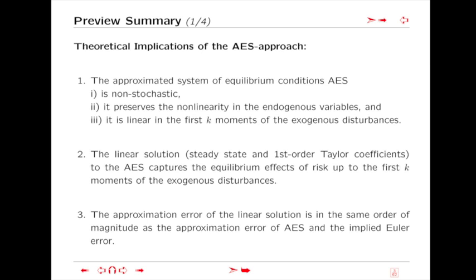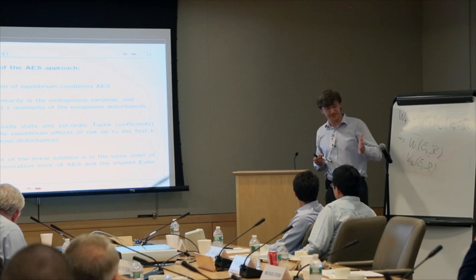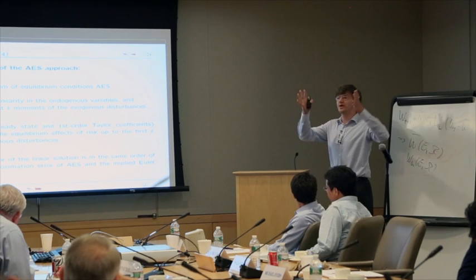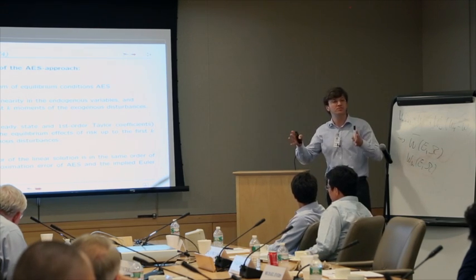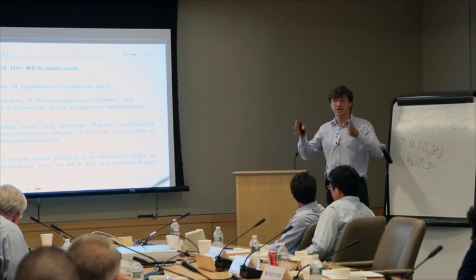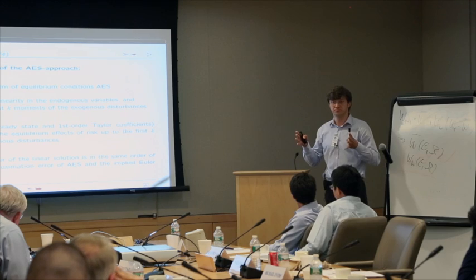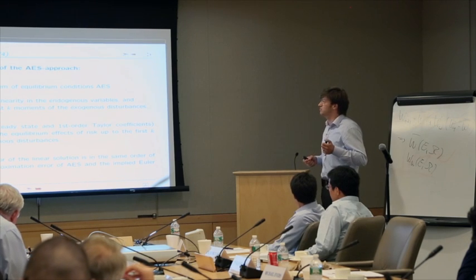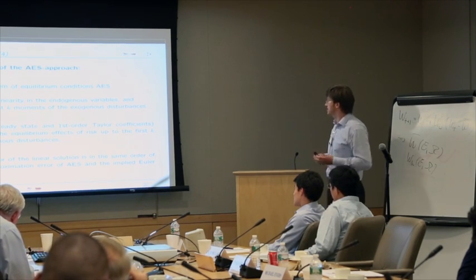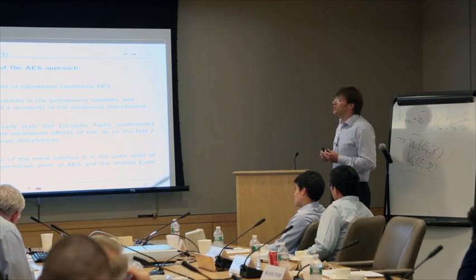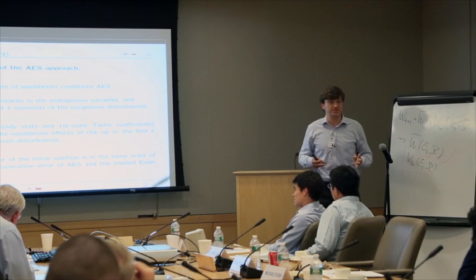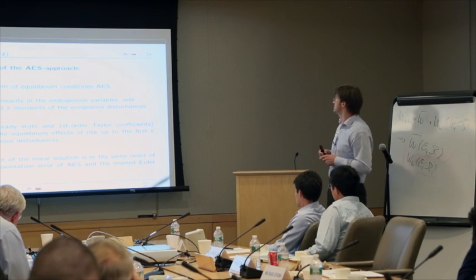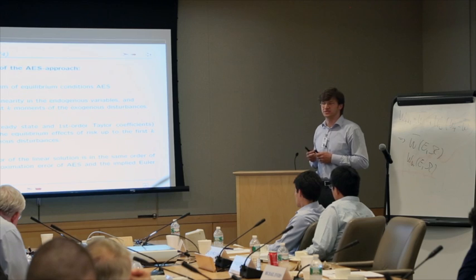So I have now a new equilibrium system which preserves the nonlinearities of the endogenous variables, but where now the first k moments of the exogenous shocks enter as parameters. Then I can compute from this the linear solution, by which I mean the steady state and the first order Taylor coefficients, which now pick up the effects of risk locally, but which pick up the effect of risk up to the first k moments of the system.